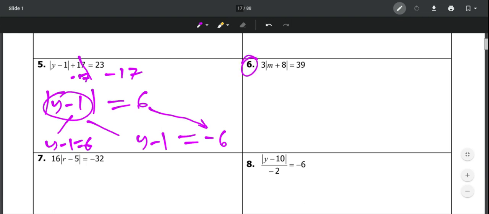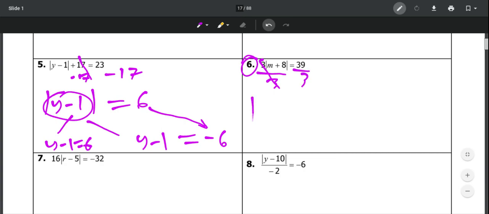So, number 6. In this case, there's a little 3 outside of the absolute value. We need this absolute value to be isolated. So the way you do that is, this 3, since it's directly beside it like that, means it's 3 times that. What's the opposite of multiplying by 3? It would be dividing by 3. Anytime you see a little 3 out there like that, just divide it.